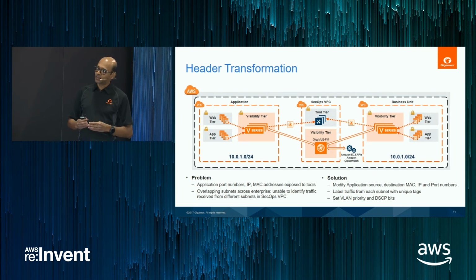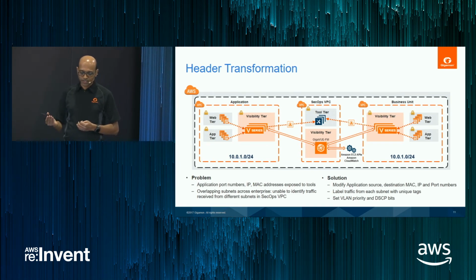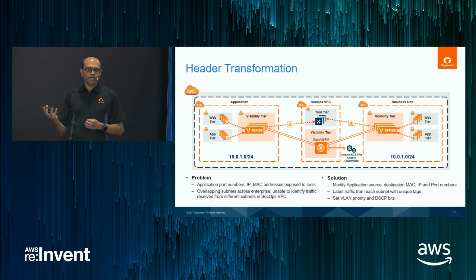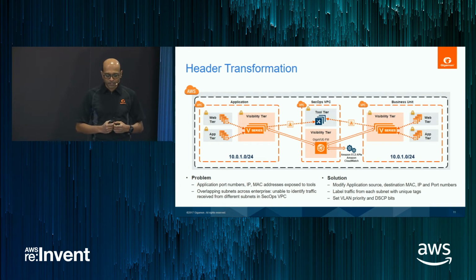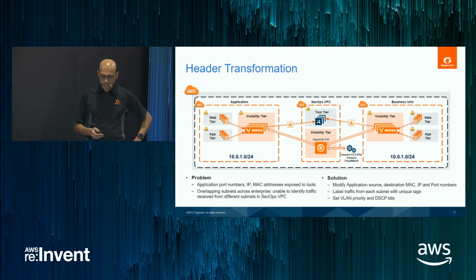So imagine that data is being sent to a third-party analytics firm for analysis, and you may not want to actually expose the intricacies in terms of the IP addresses or some of the other header information, just the actual data that needs to be analyzed. And then, of course, the overlapping subnets as well.